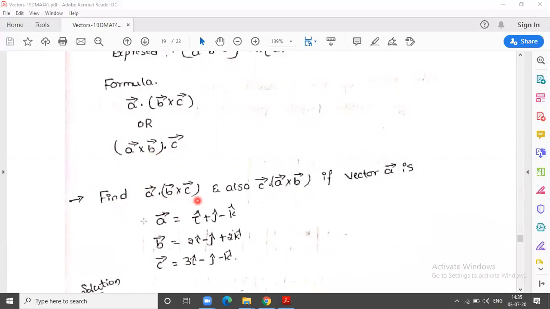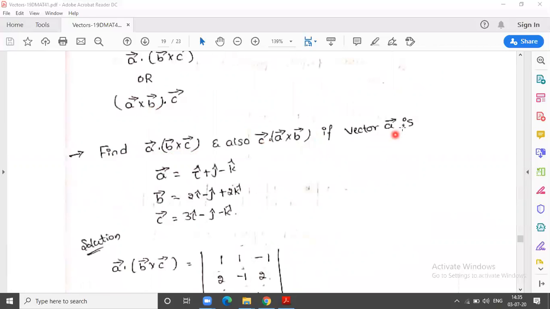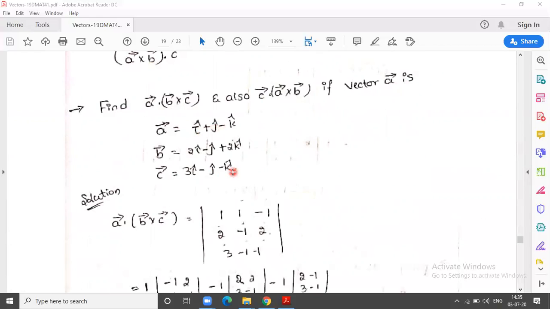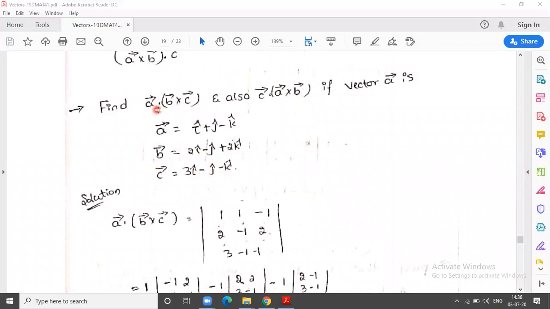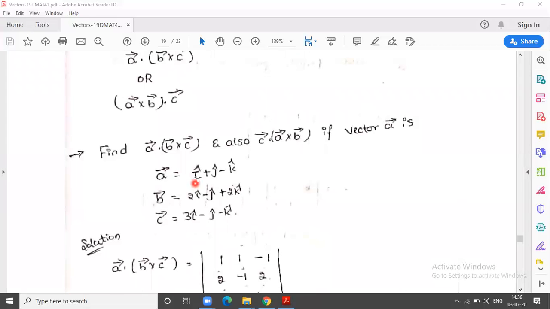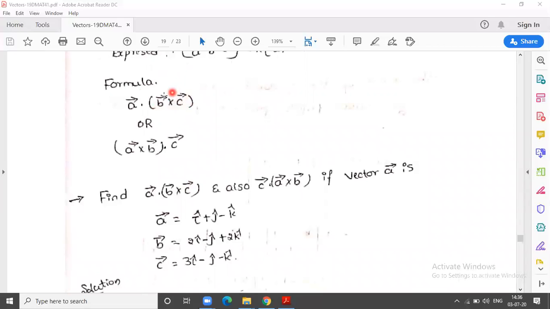Find vector A dot of vector B cross C and also C dot of A cross B. Vector A is i plus j minus k, B is 2i minus j plus 2k, C is 3i minus j minus k. First we can find A dot of B cross C. If you don't know the method, you may find B cross C first, by applying the determinant of ijk, and in the second row you note the ijk components of B, and in the third row the ijk components of C.